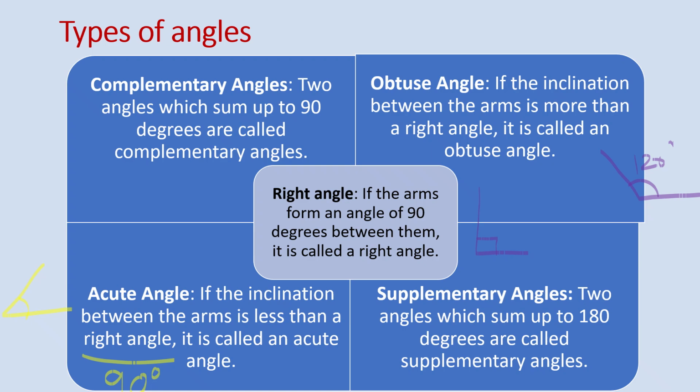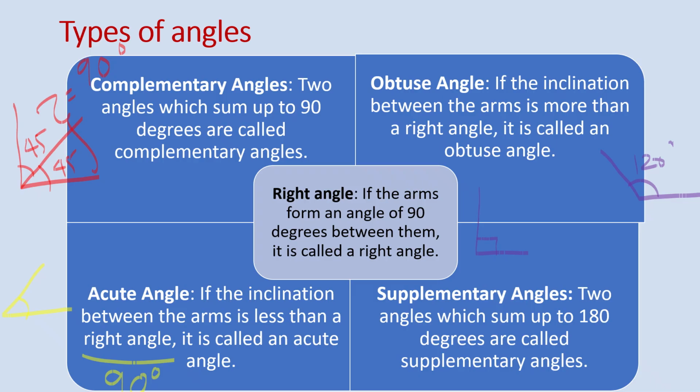Now next we have the complementary angle. If two angles sum up to 90 degrees, that is, if you have two angles and when you add them the addition comes to 90, then you can call them complementary angles. Let's just say I have this angle, and this one is 45 and this one is also 45. So the addition of both should come to 90 degrees. If it is 90, then we can call them complementary angles.